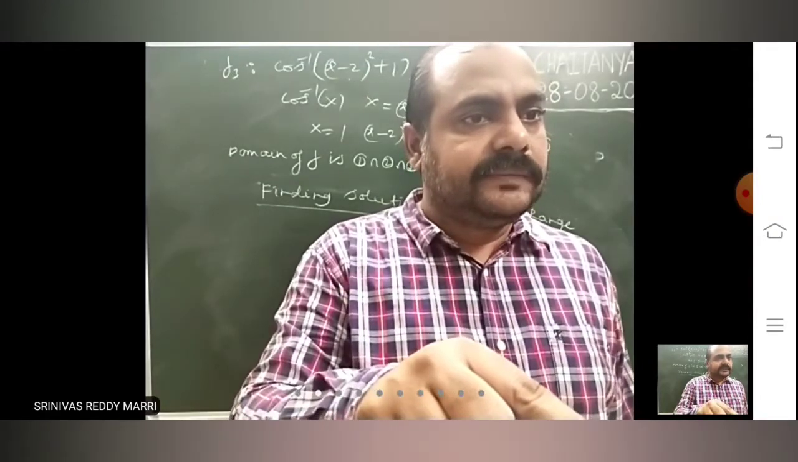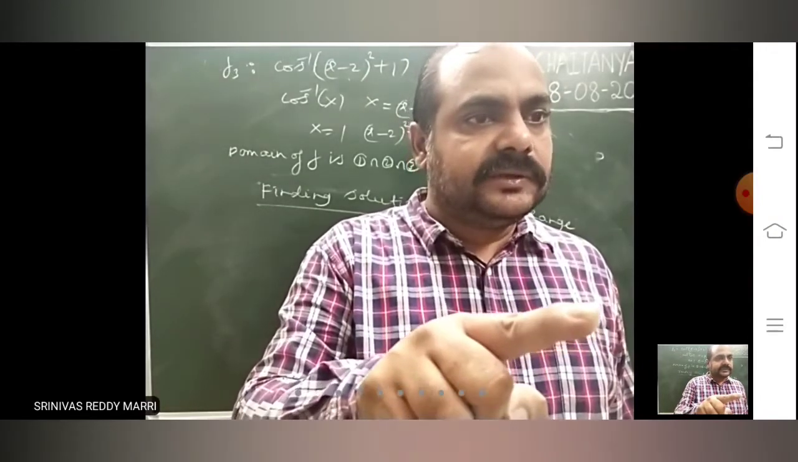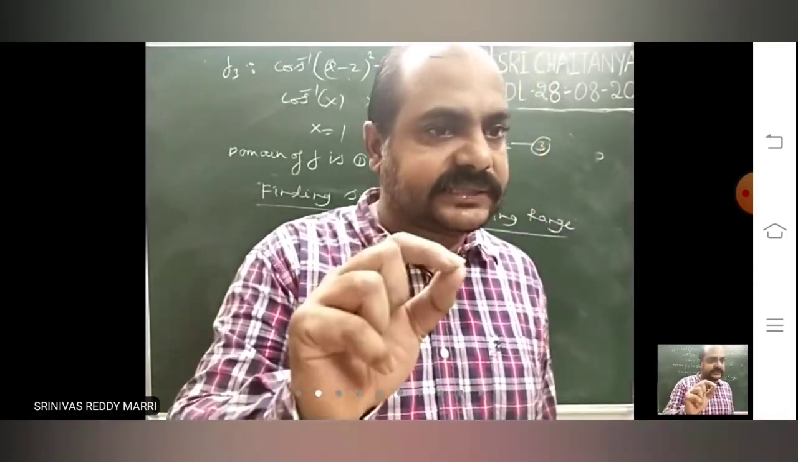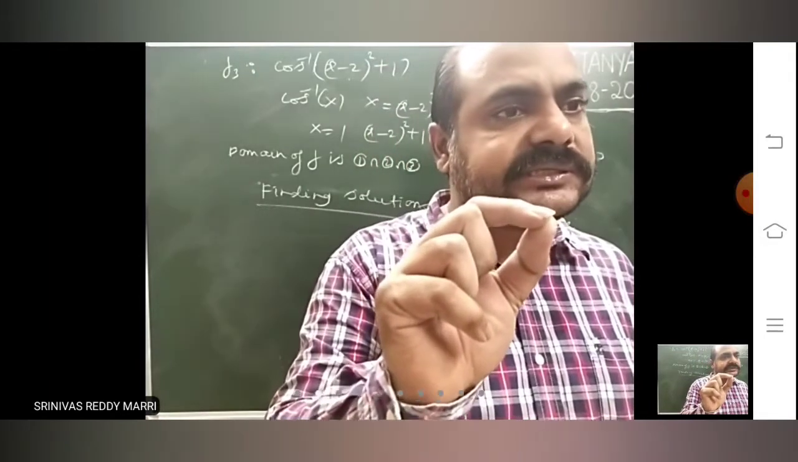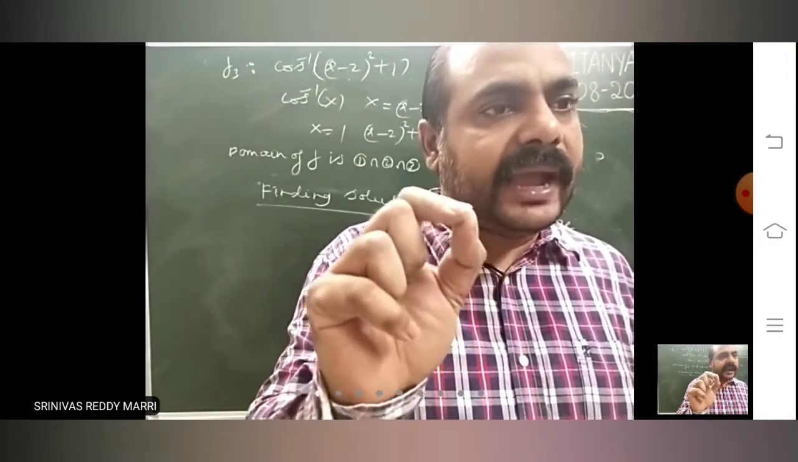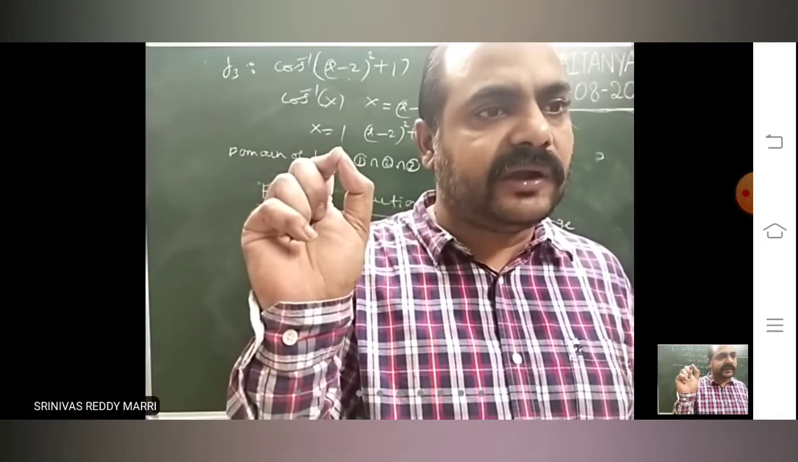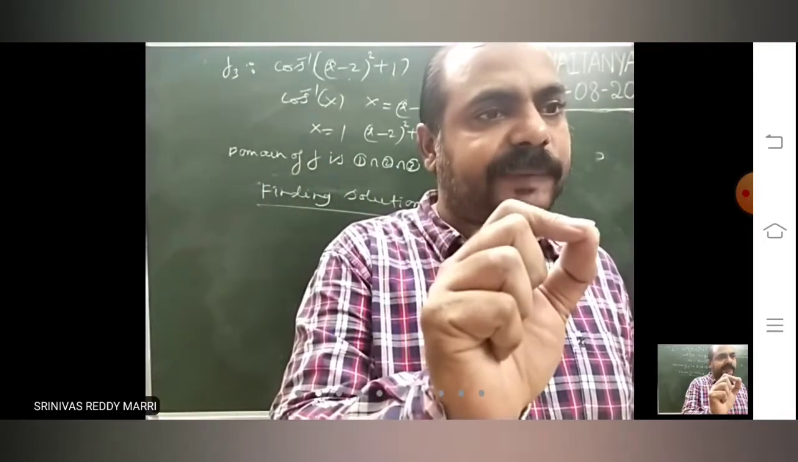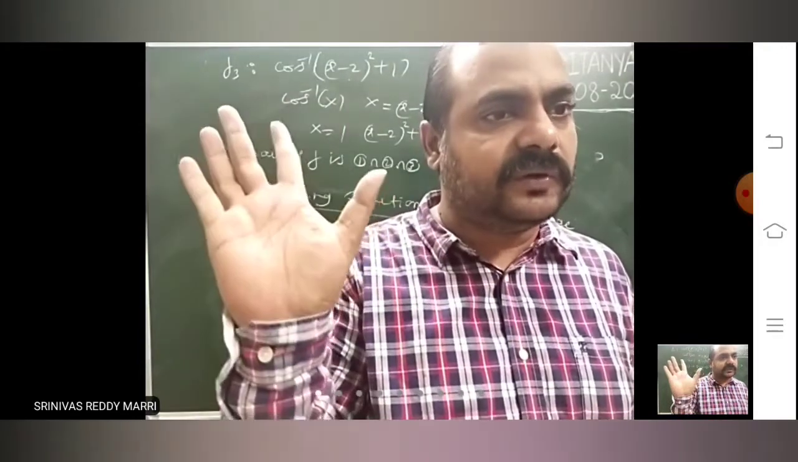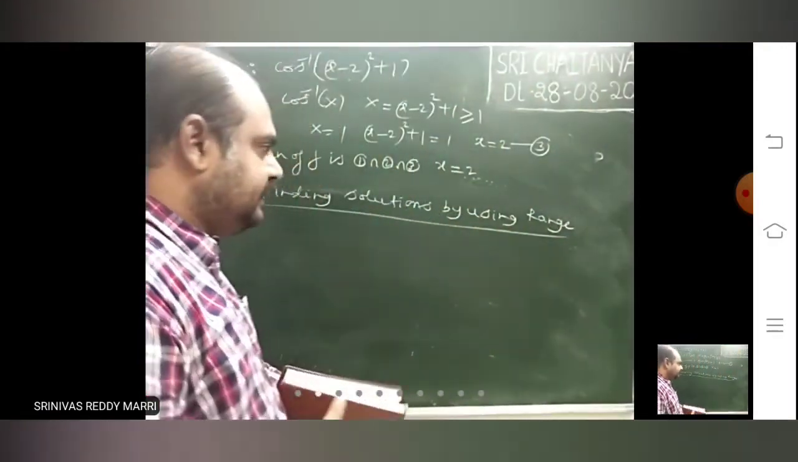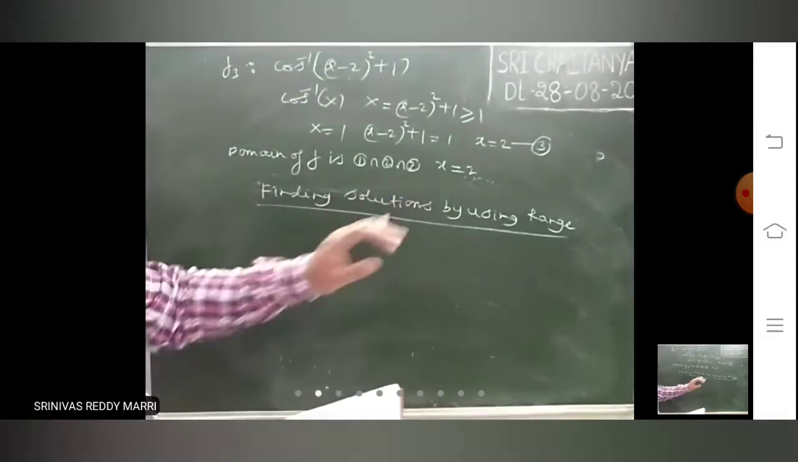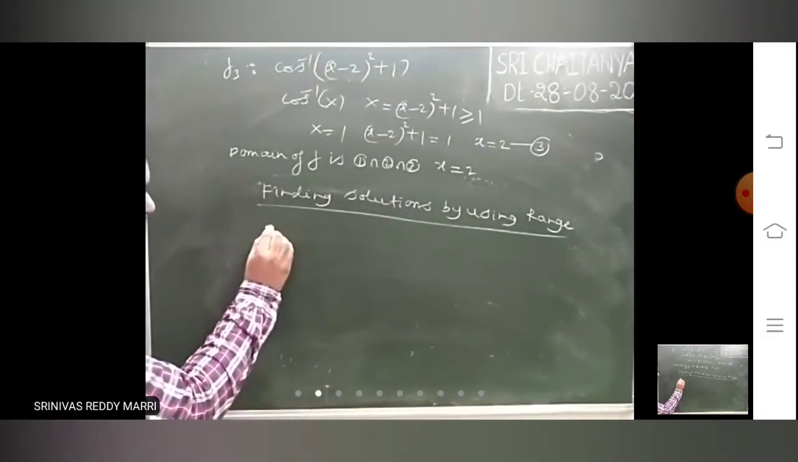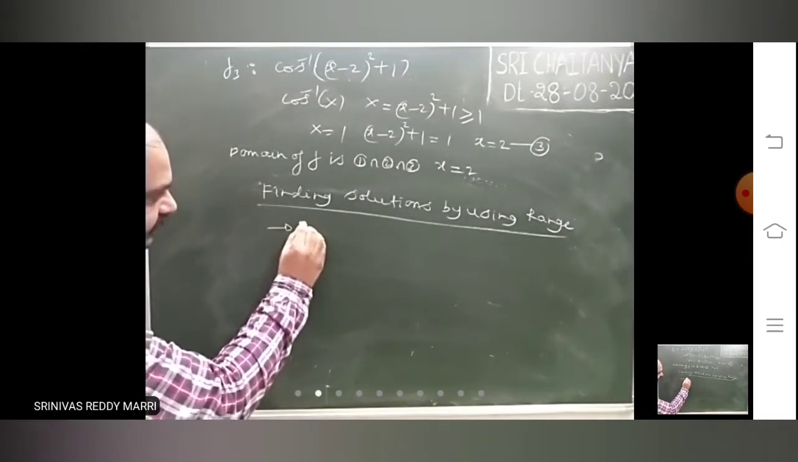Cot inverse x, what is the range? Open 0 comma open pi. Secant inverse x, what is the range? Closed 0 to closed pi, minus pi by 2. Only that element will not be there. Cosecant inverse x, what is the range? Closed minus pi by 2 to pi by 2, minus 0. Right? Look here. Equations will be given based on these ranges, maximum and minimum values. Very important model, regularly you will get it in the exams.